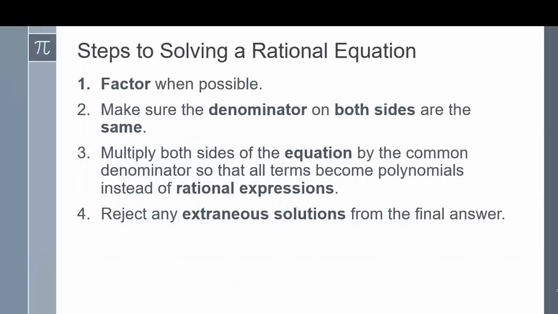Steps to solving a rational equation. First, factor when possible. Then, make sure that the denominators on both sides are the same. Multiply both sides of the equation by the common denominator so that all terms become polynomials instead of rational expressions. Make sure to reject any extraneous solution from the final answer.